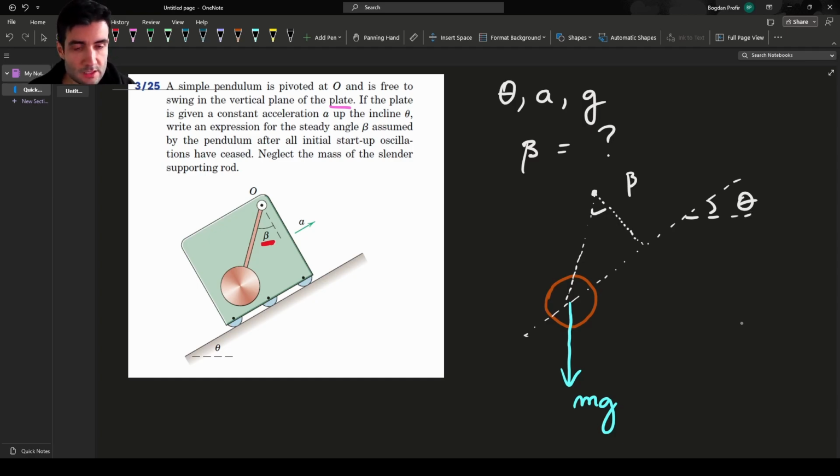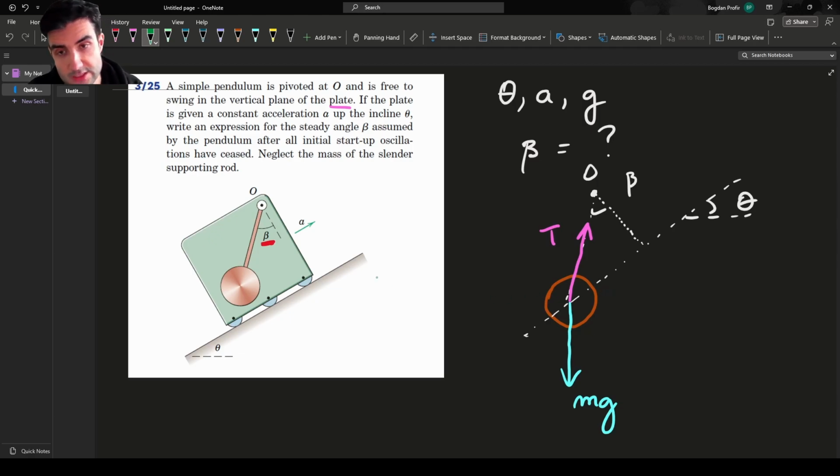Okay, and the other force that's acting on the bob is the tension force. So the tension force is acting along the arm, and it's pointing towards the pivot point, right towards that point that the question calls just O. So that's all we know, and I think that's all we need in order to find out what the angle beta is.